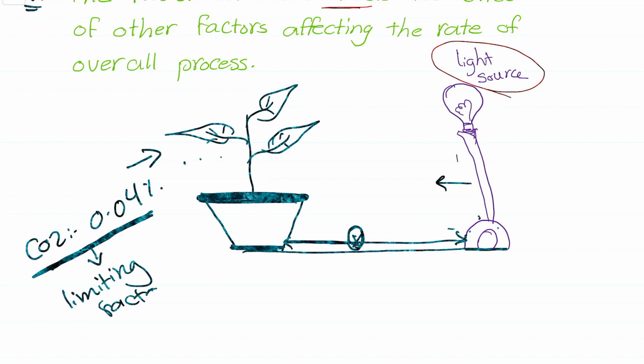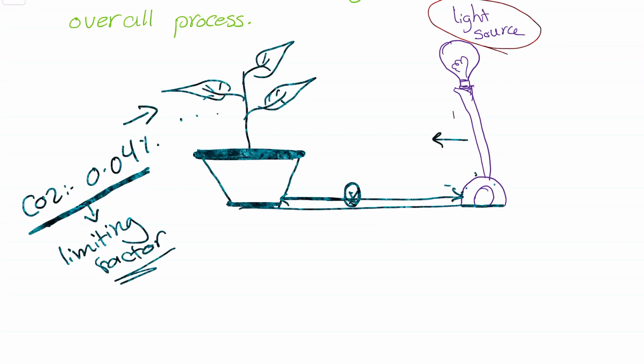So this carbon dioxide restricts the effect of the other factors, especially the light intensity. We are increasing the light intensity. We have chlorophyll in the plant. We have everything except the percentage of carbon dioxide, which is constant, and it restricts the effect of others. That's why carbon dioxide is the limiting factor.